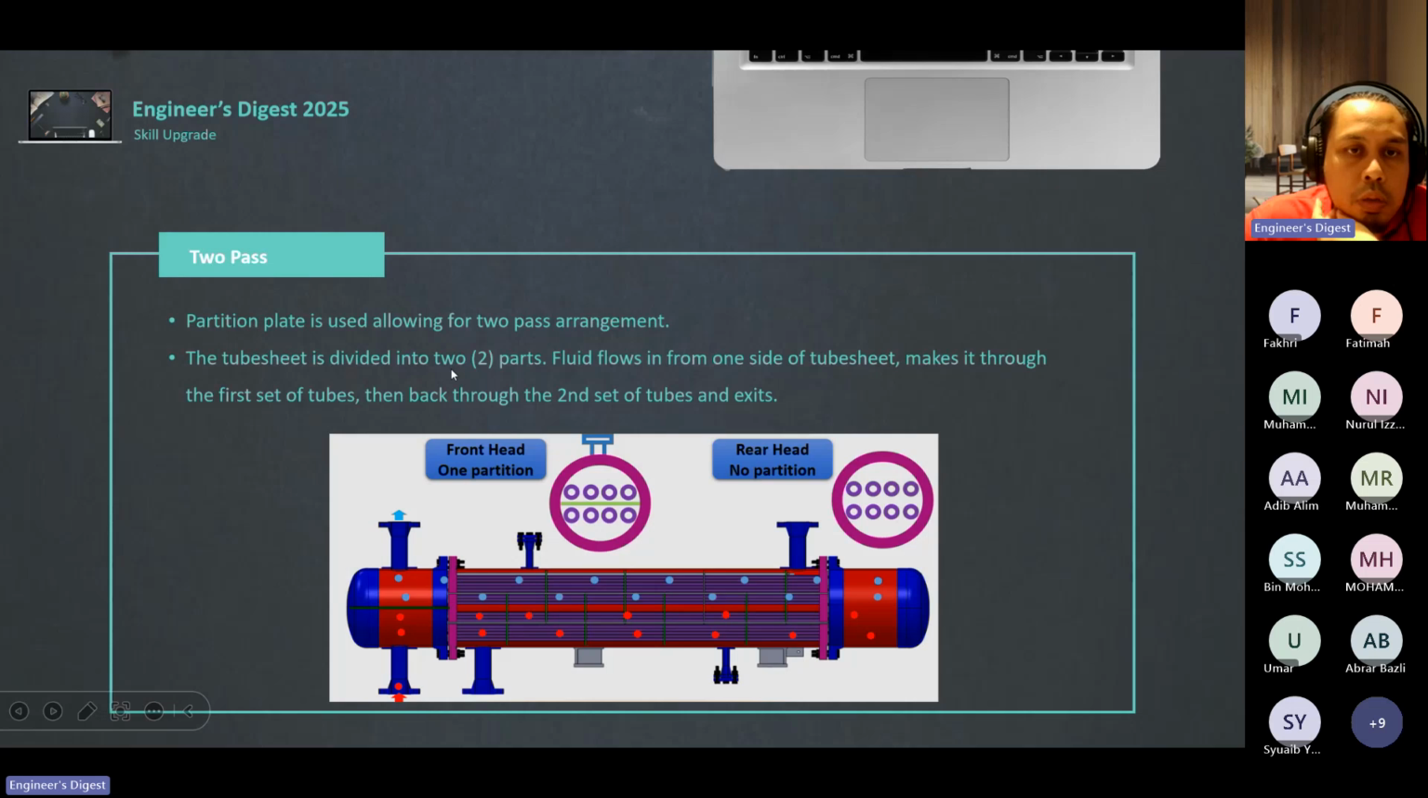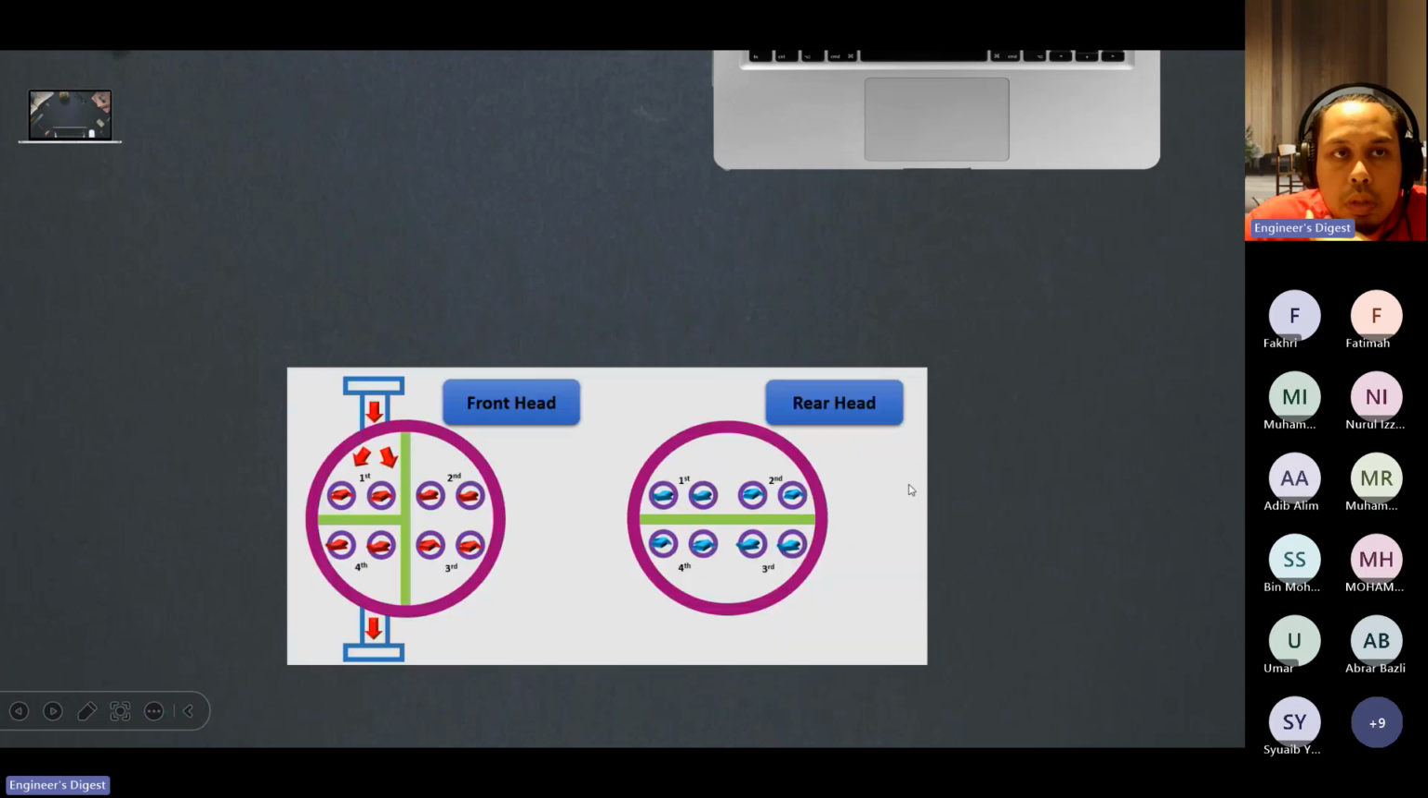The tube sheet is divided into two parts. This tube sheet, okay, two parts. You can see a groove here. There will be a groove here along this length of the partition plate. Okay, all right. So this is two pass.